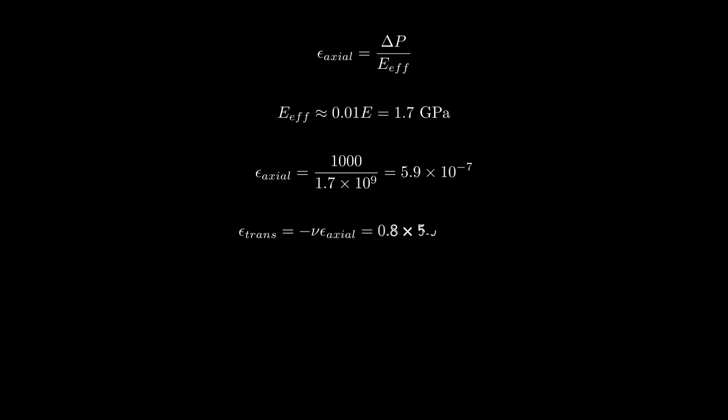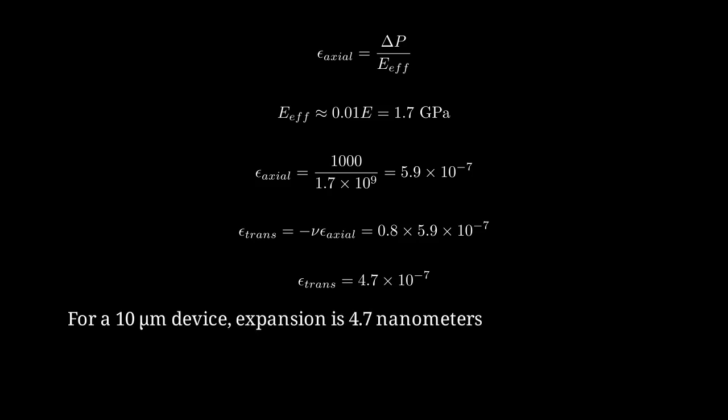The transverse strain is -nu times the axial strain, which equals 0.8 times 5.9 times 10 to the -7. This gives a transverse strain of 4.7 times 10 to the -7. If the device is 10 micrometers wide, it will expand laterally by about 4.7 nanometers under this small pressure. This is easily detectable with optical or capacitive sensing.